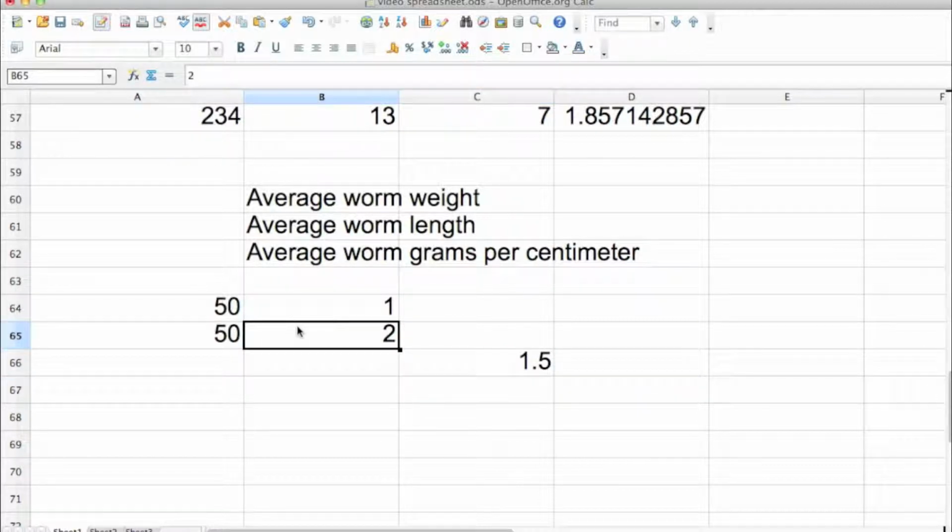So in the exercise that you'll be getting, you're going to have to work out the average worm weight for all the worms, average worm length for all the worms, and the average worm gram per centimeter weight. So give that a try.